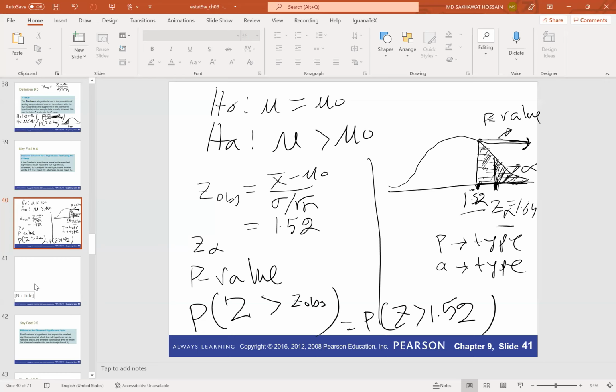Otherwise, if you just memorize the fact that if p is greater than alpha, we fail to reject, and if p is less than alpha, we reject null, then after maybe a few days, you will forget everything. But if you can relate the p-value approach and the critical value approach, then you will never forget.